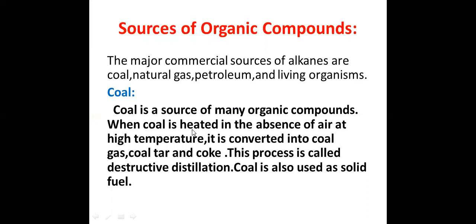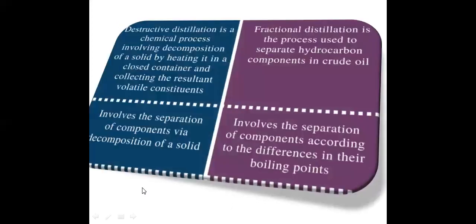When coal is heated in the absence of air at high temperature, then it is converted into its components, and those fractions are coal gas, coal tar, and coke. This process is called destructive distillation, and coal is also used as a solid fuel. Now, what is destructive distillation?